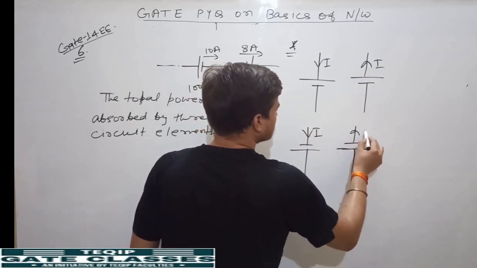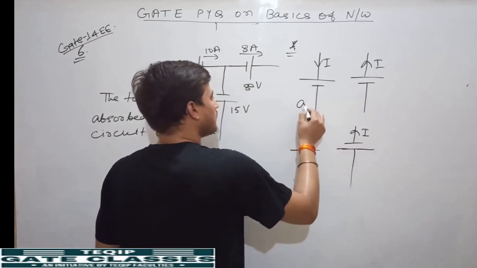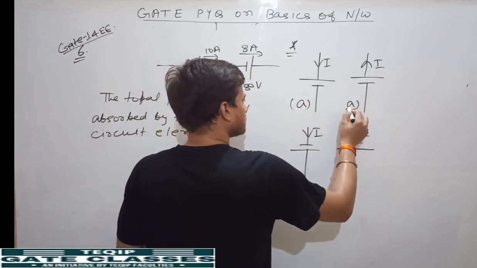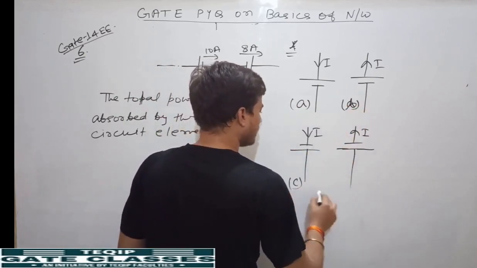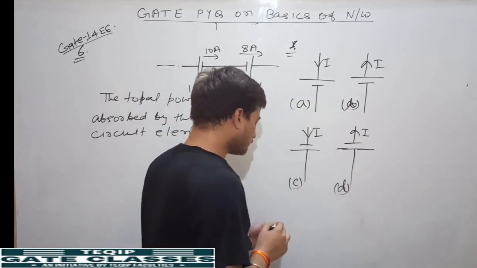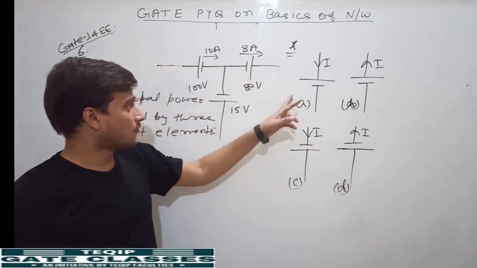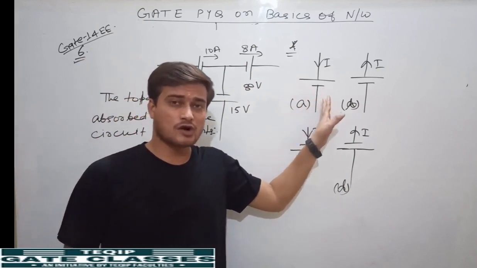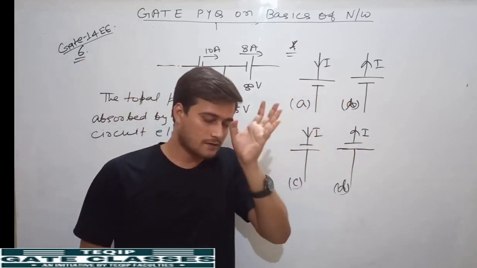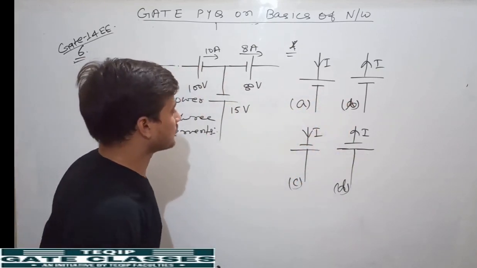You are having four figures A, B, C and D. Now you have to write whether the power is being absorbed or power is being delivered. So let us see how to check this one.